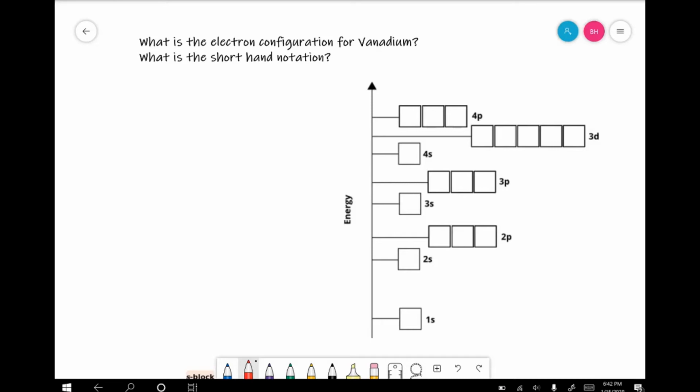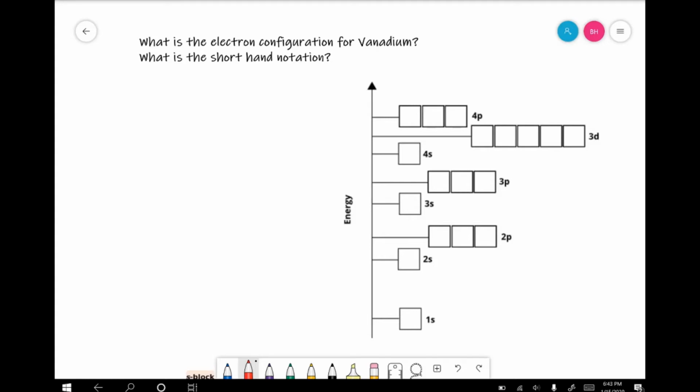All right, in this video, we're going to be going over our electron diagrams, and we're going to be able to write electron configurations and also write them in shorthand notation. Once we do it with the electron diagram, I'm going to go ahead and show you guys a shortcut where you could actually use the periodic table to write these electron configurations as well. So let's go ahead and get started.